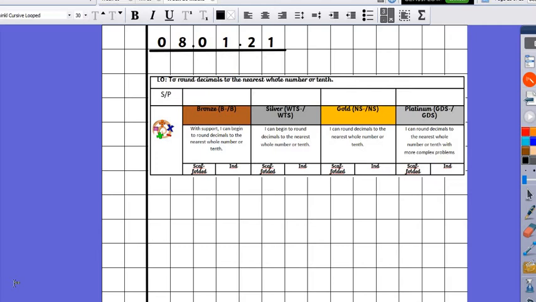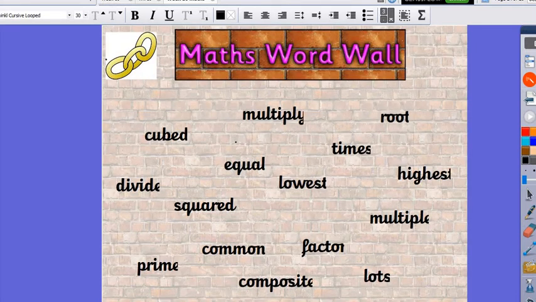So this is Friday's lesson for maths, the last one of the week, and we're looking at rounding decimals to the nearest whole number or tenth. So rounding, it's really important you use your prior knowledge and your anchor skill to build up what you remember about rounding. And obviously tenth is a vocabulary that we have been using this week.